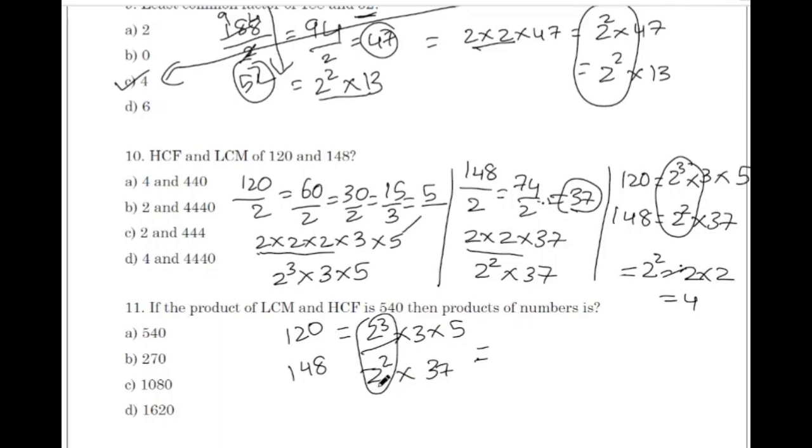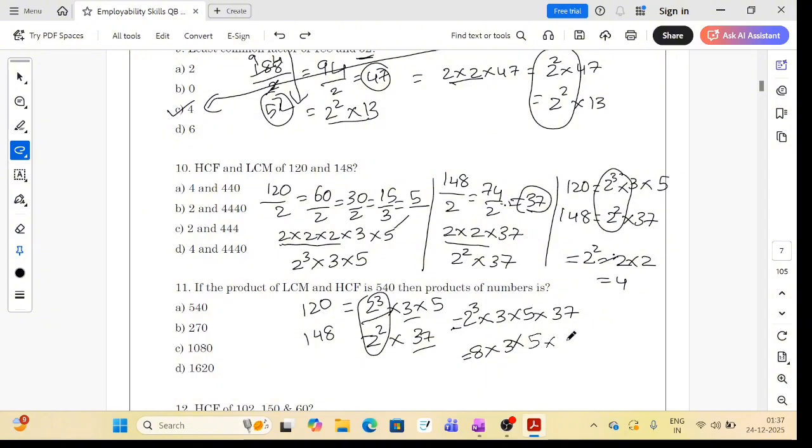So the only common factor is 2 and the highest power is 3. So 2 to the power of 3 into 3, because we have to take all the prime factors, into 5 and don't leave 37, into 37. So 2 to the power of 3 is nothing but 8, because 2, 4, 8. 8 into 3 into 5 into 37, and the answer is nothing but 4440. So the HCF is 4, LCM is 4440, the answer is D.